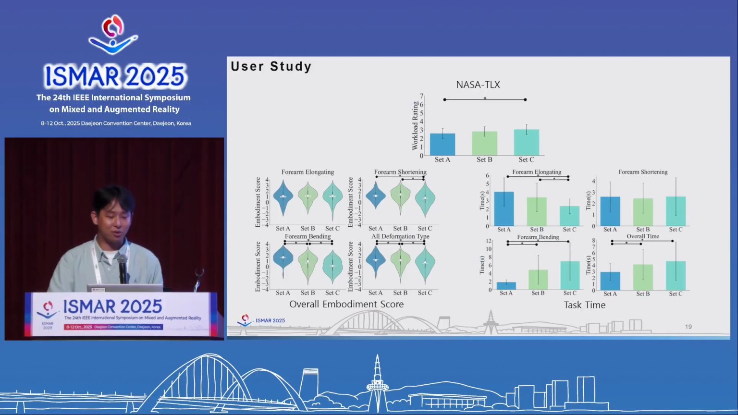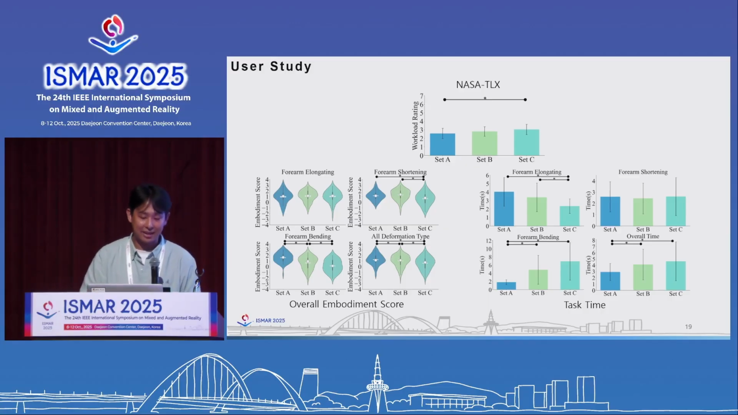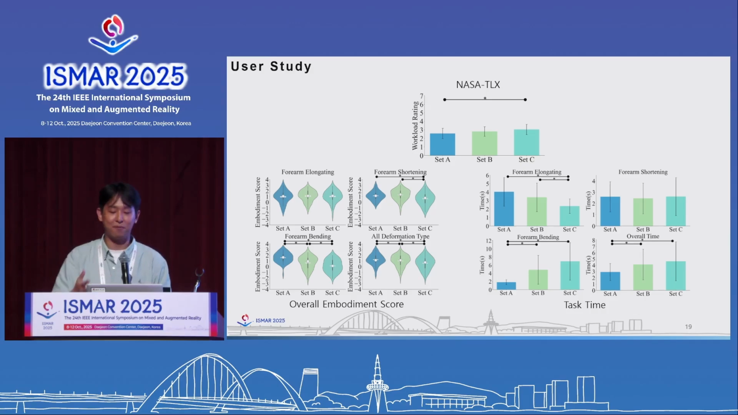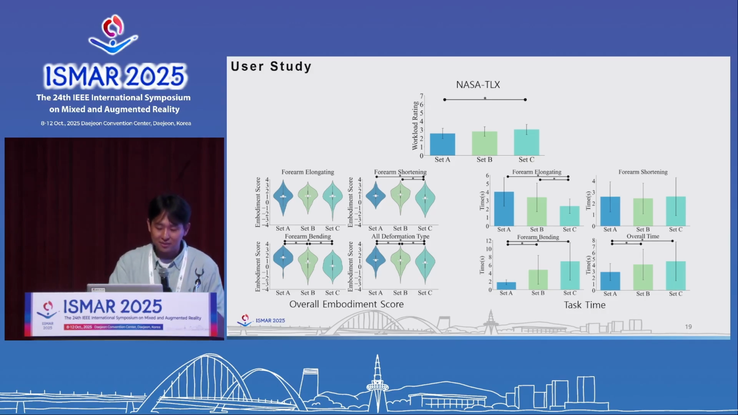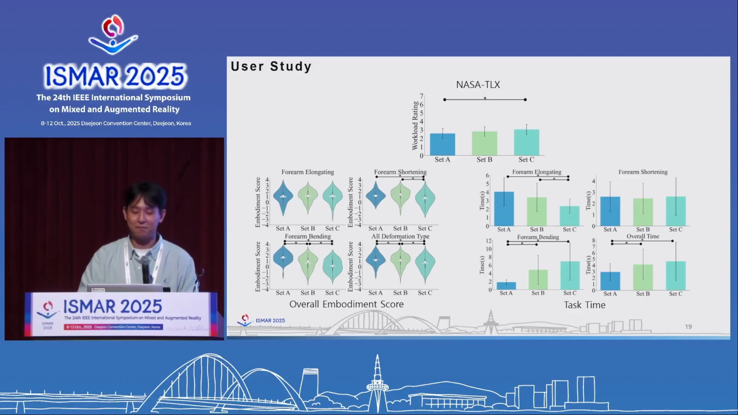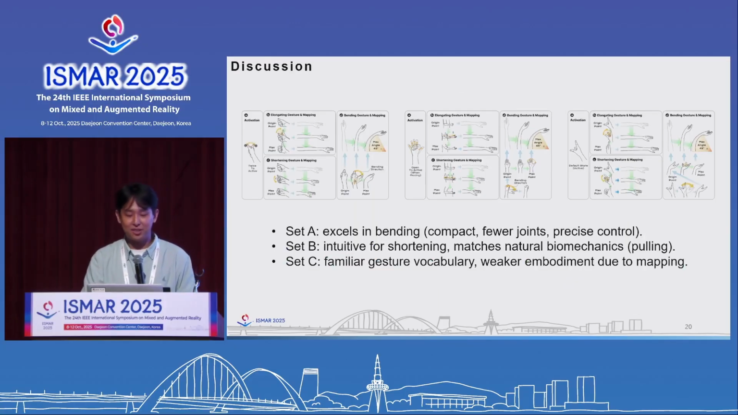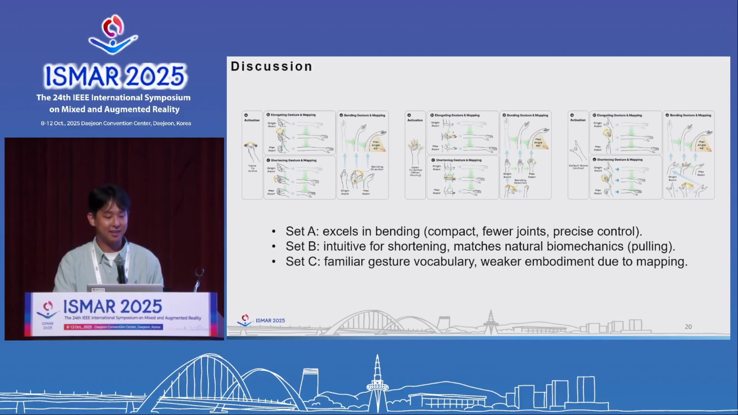Our research shows three main things. First, workload. Set A was rated lower than set C, meaning it felt easier to use. Second, embodiment. Set A and set B generally outperformed set C. And third, task performance. Set C was faster for elongating, but set A was fastest for bending, and overall it gave the best performance. From the results, we can clearly see trade-offs across the three gesture sets.